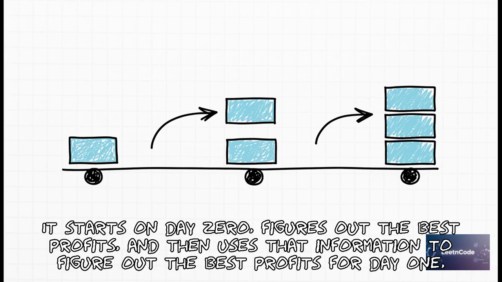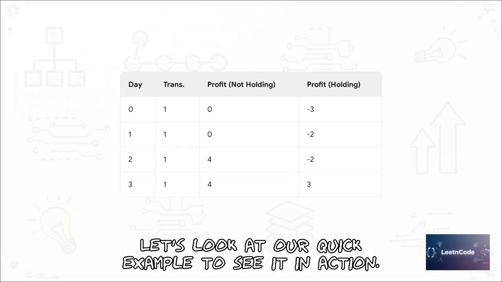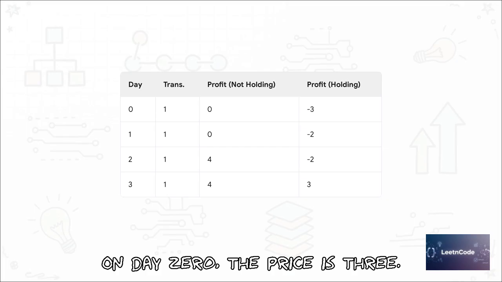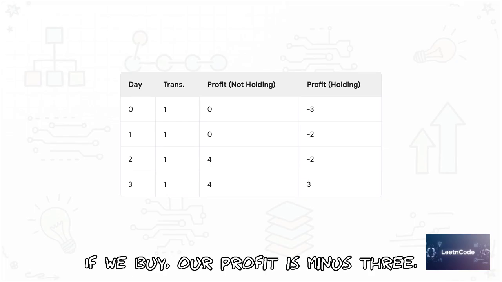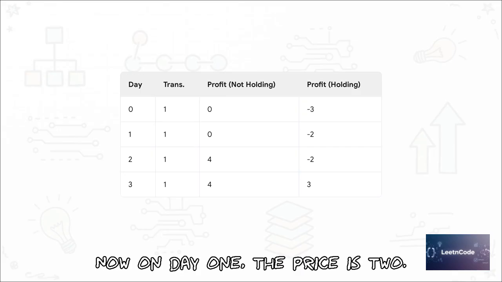It starts on day 0, figures out the best profits, and then uses that information to figure out the best profits for day 1, and uses that to figure out day 2, building the solution forward, 1 day at a time. Let's look at a quick example to see it in action. On day 0, the price is 3. If we buy, our profit is -3. If we don't, it's 0. Easy. Now on day 1, the price is 2.